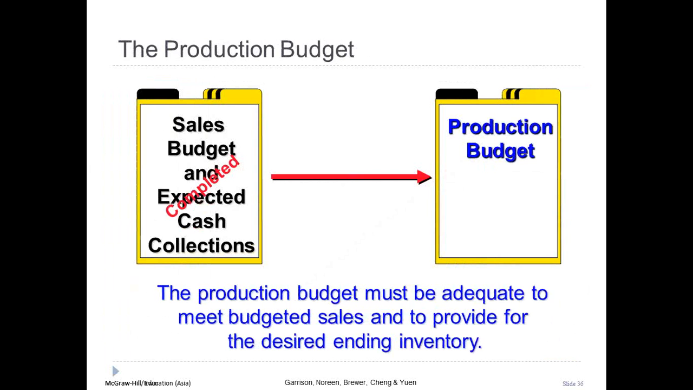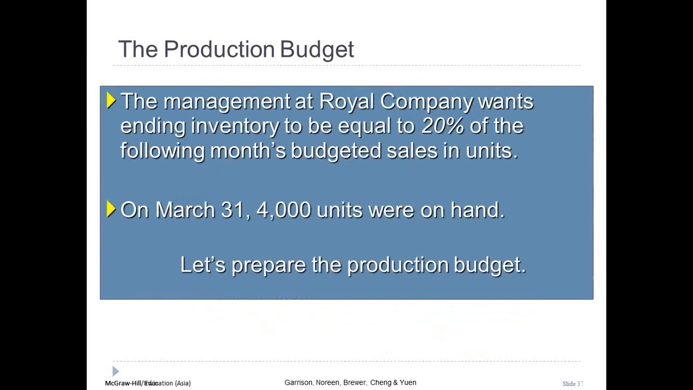After we have budgeted our sales and expected cash collection, we must make sure the production budget is adequate to meet the forecasted sales and to provide for the desired ending inventory. We need inventory on hand at the end of the period to minimize the likelihood of an inventory stockout. So the management at Royal wants to minimize the probability of a stockout of inventory items.